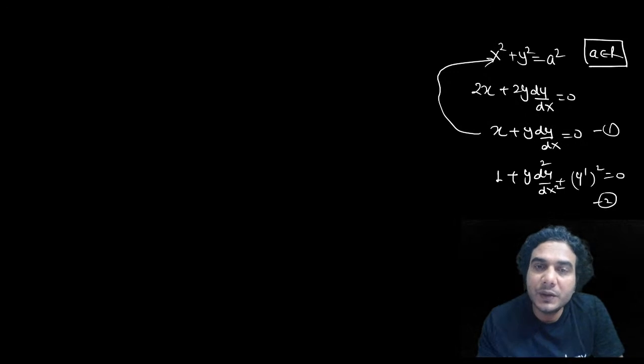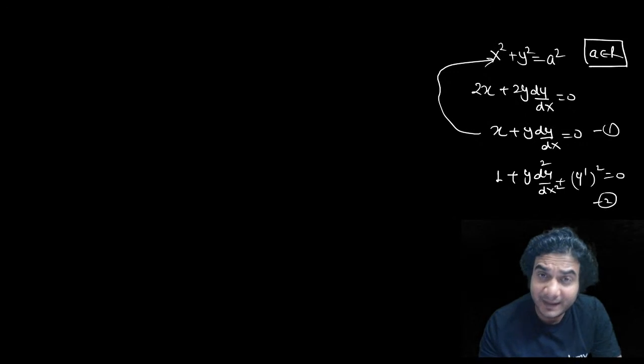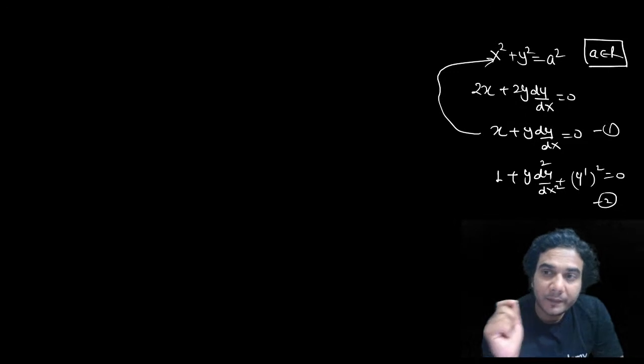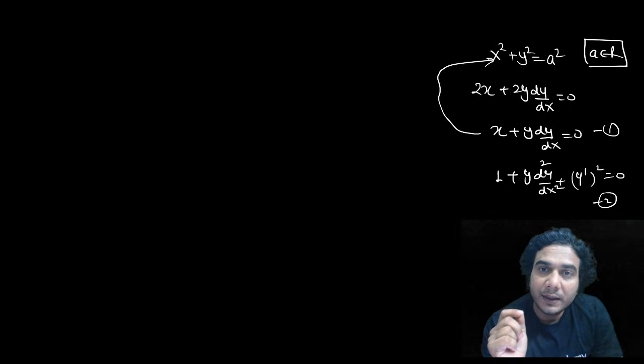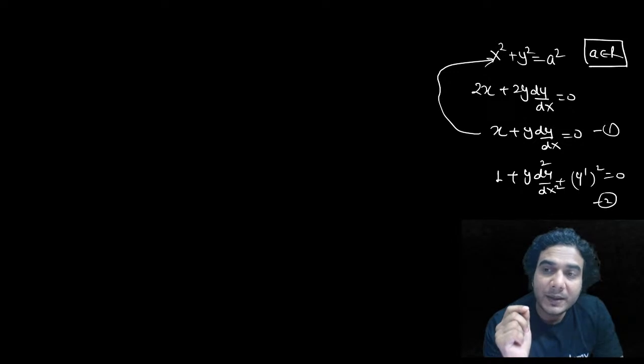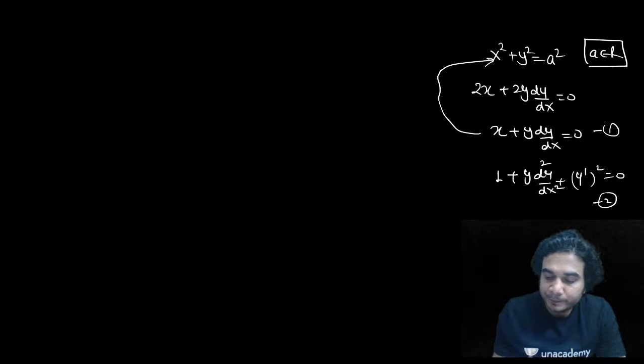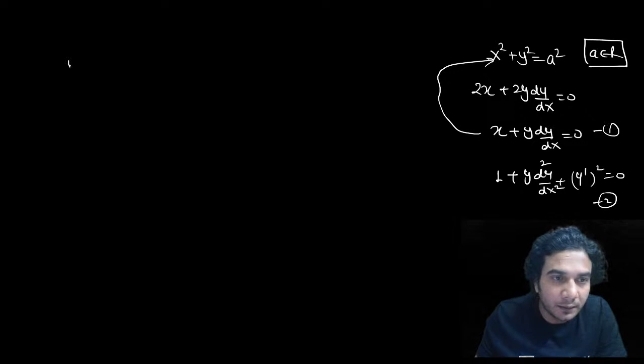See, you need to differentiate an equation the number of times depending on the parameters. So if it has only one parameter, then the order of the differential equation is going to be 1. So the order of a differential equation depends on the number of parameters present in the equation of the curve, family of curves, okay? Let me write it here.